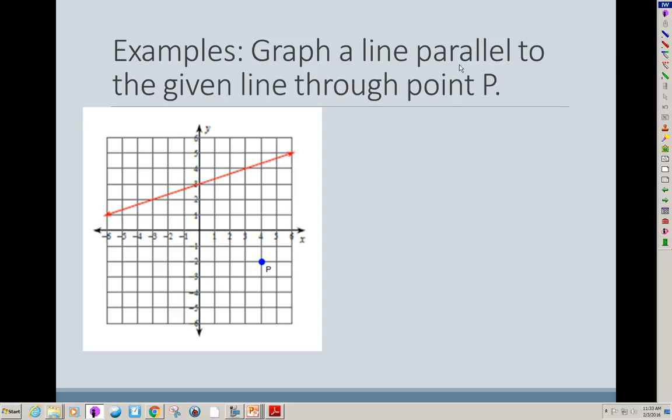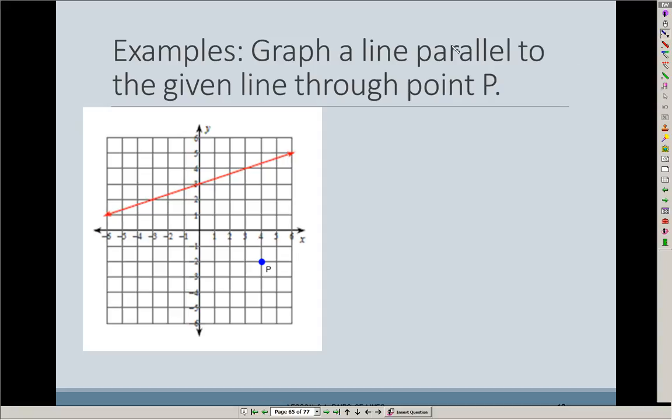How about this? Same instructions, graphing a parallel line, and it's got to go through point P. So let's find the slope of the given line, find a couple of exact points. There's one, and there's one. And now let's find the slope. Let's rise over run and see what it is. From here to here, I'm rising 1, and I'm running 3.